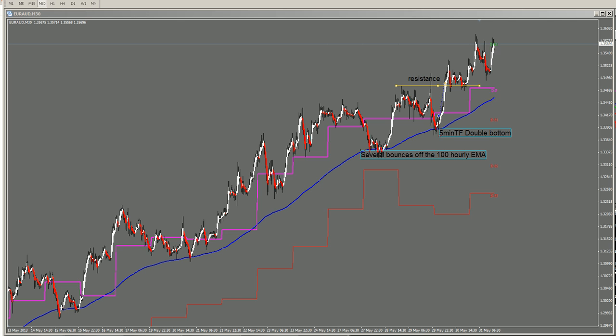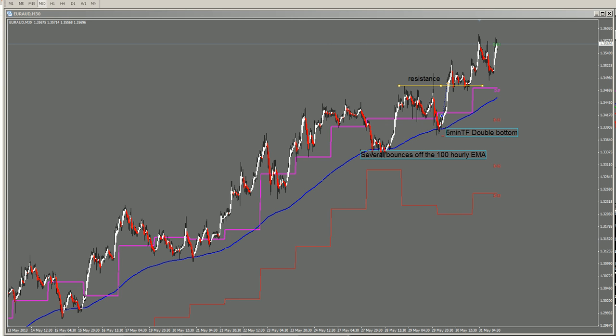Hello everyone. Today I want to show you a trade I took last week in the euro against the Australian dollar. Members of the live room know I'm very bullish on that pair. I have been bullish on that pair for the last couple of months. So I was always looking for long trades here if the lower time frames were in line with the higher time frame.